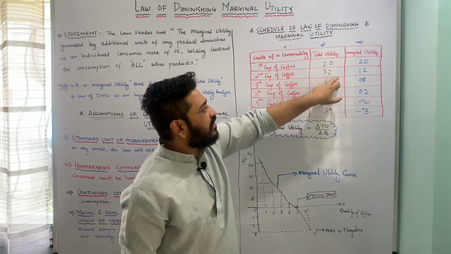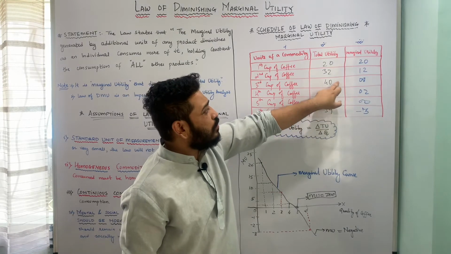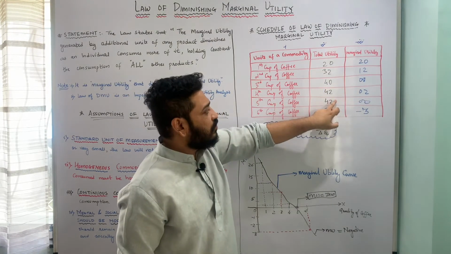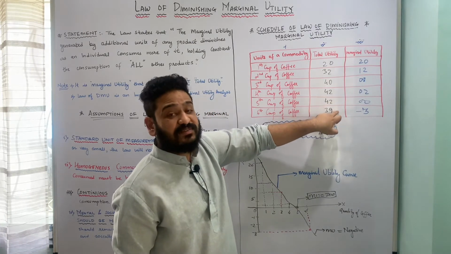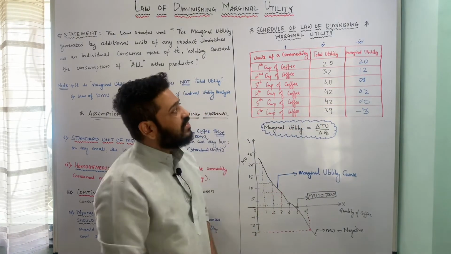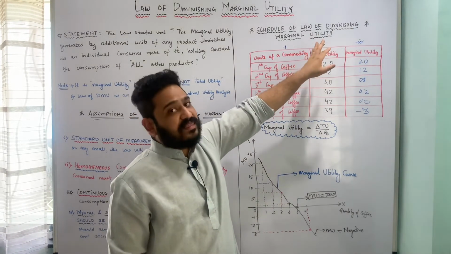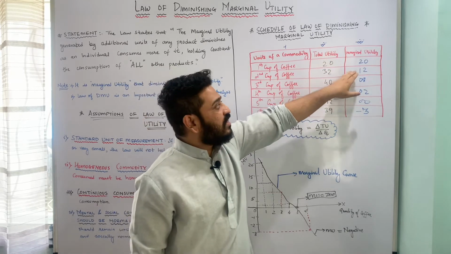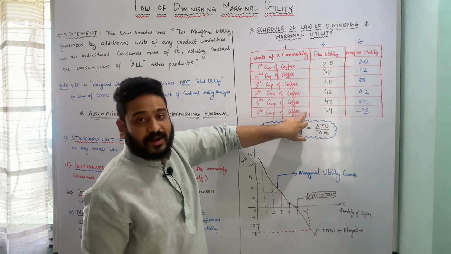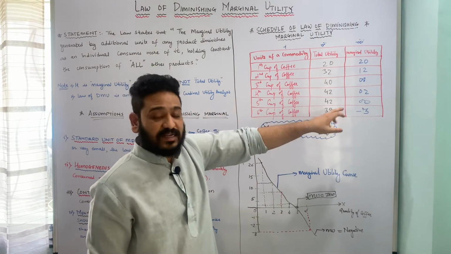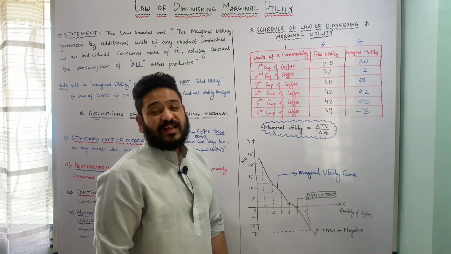The next is 40 minus 32, giving me 8. 42 minus 40 is giving me 2. 42 minus 42 giving me 0. 39 minus 42, this is giving me minus 3. So now you can see that the marginal utility values are highest at the first unit and later on it is diminishing as a consumer consumes more and more units of a commodity, and it is also sometimes 0 and it also enters negative coordinates.